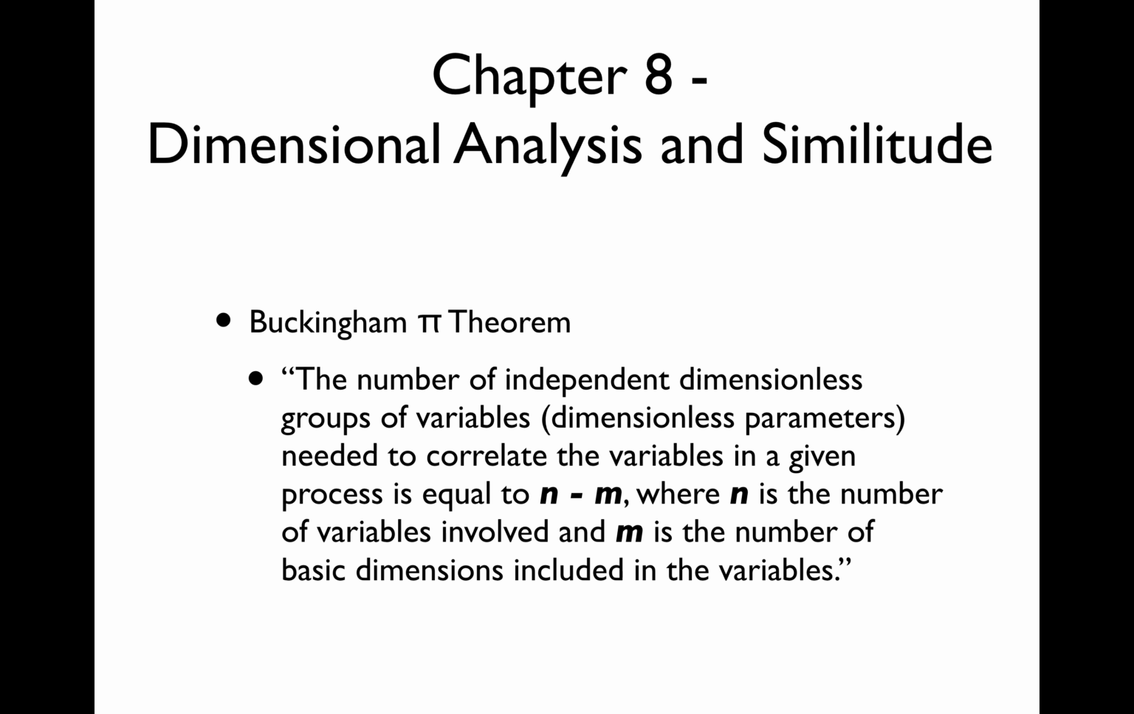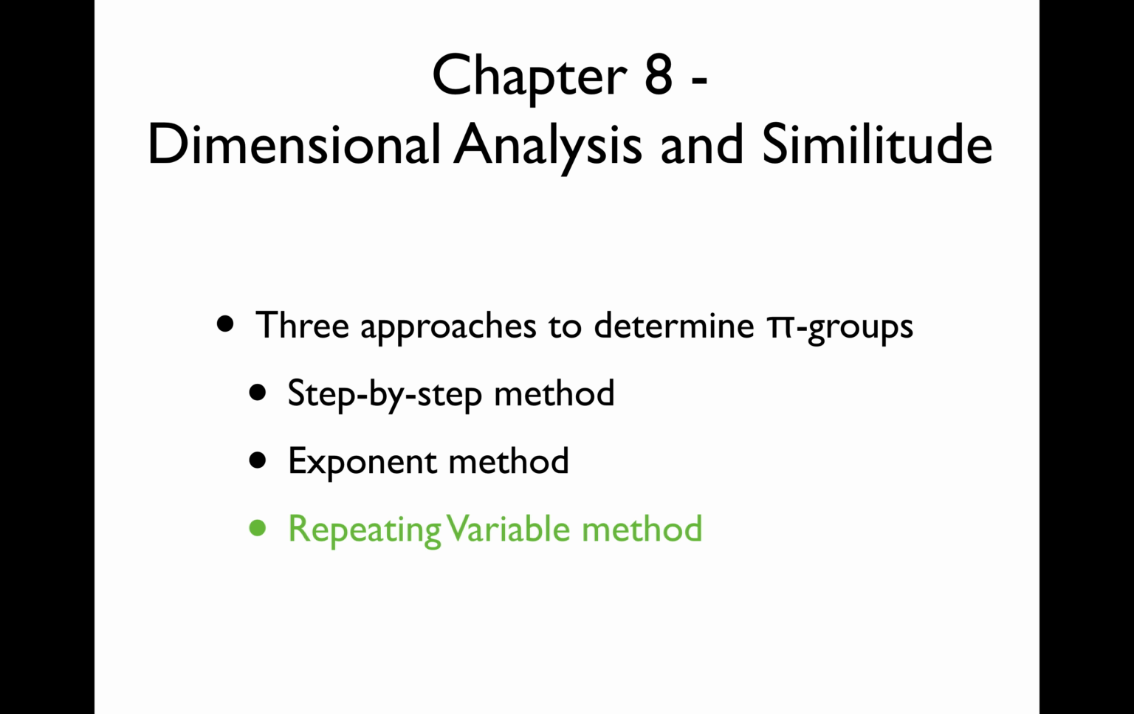So if we have n variables involved in a problem, and we look at the dimensions of those variables and sum them up as m, then if we simply take n minus m, we're going to have that many dimensionless groups at the end of our analysis. So we looked at 3 different methods: step-by-step, exponent, and repeating variable. And I'm going to require you to learn the repeating variable method because I think it's the most straightforward and the least ambiguous of all 3 of the methods.